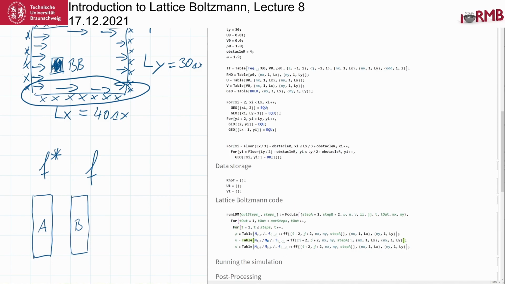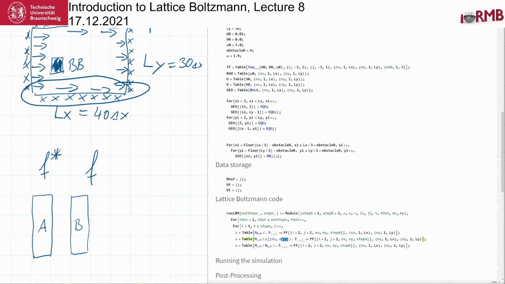Wait, this is not efficient. I make this more efficient by saying that this is equal to rho at the same location, nx and ny. I hope this is not going to kill me now. This is not on the cheat sheet. Okay, so this should give us the density and the velocity.